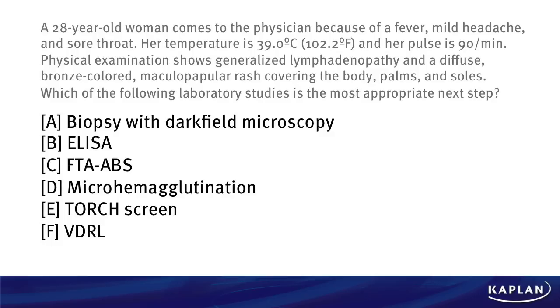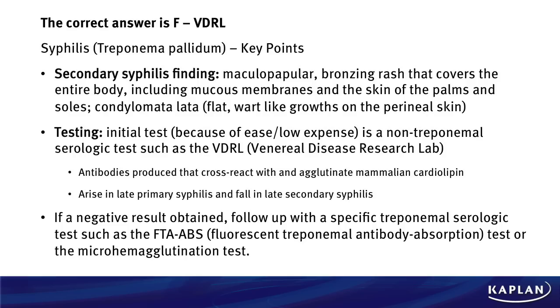Is it A, biopsy with dark field; B, an ELISA test; C, antibodies to FTA; D, microhemagglutination; E, TORCH screen; or F, VDRL? So as you might have guessed, we are dealing with syphilis here, and the appropriate answer is F, VDRL.